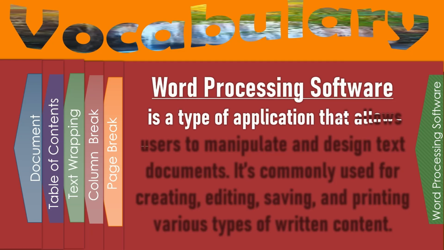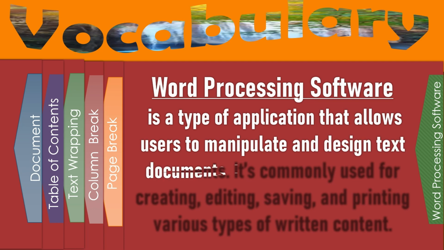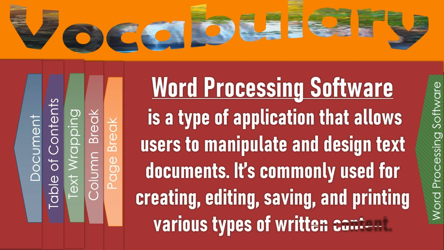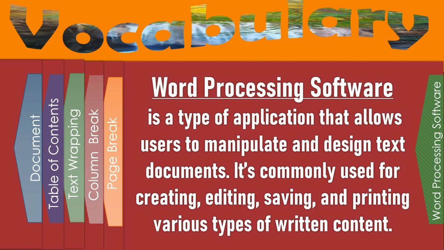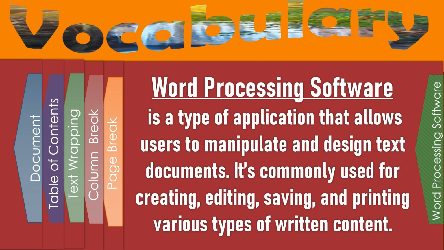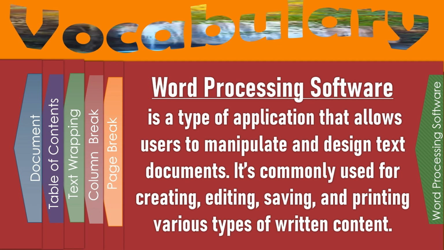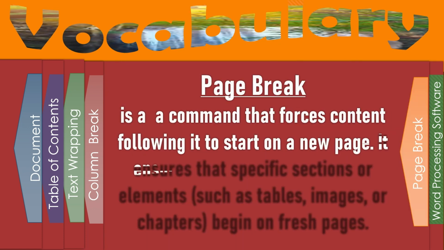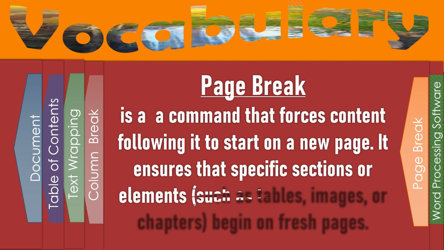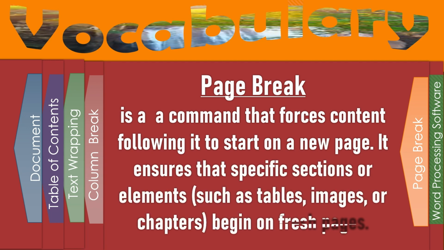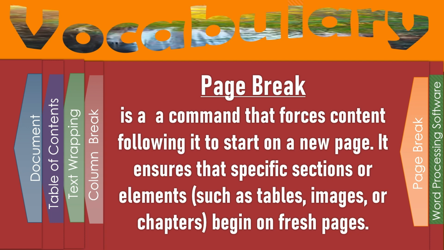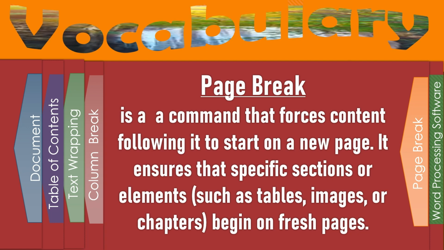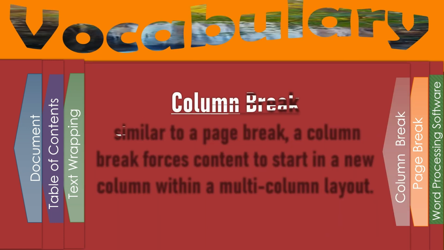Vocabulary. Word processing software is a type of application that allows users to manipulate and design text documents. It's commonly used for creating, editing, saving, and printing various types of written content. Page break is a command that forces content following it to start a new page. It ensures that specific sections or elements such as tables, images, or chapters begin on fresh pages.